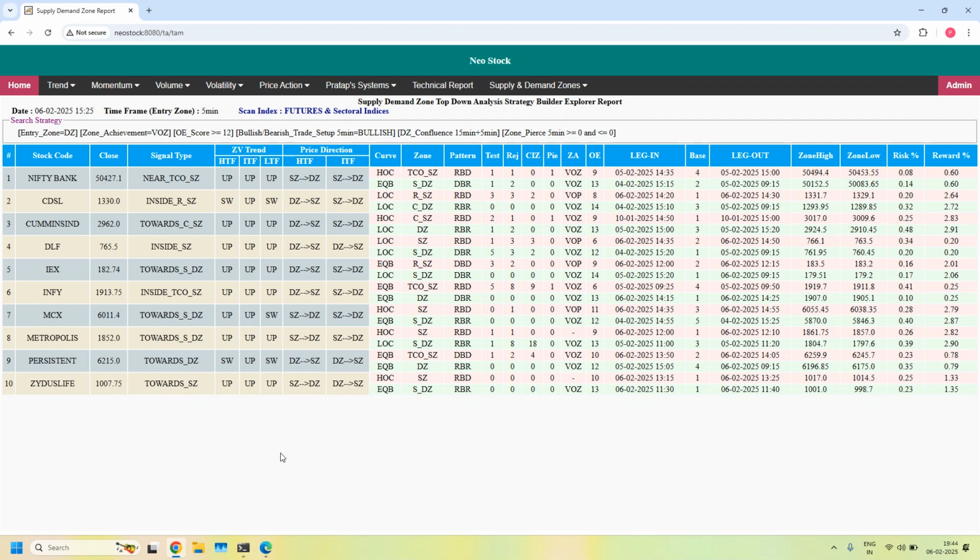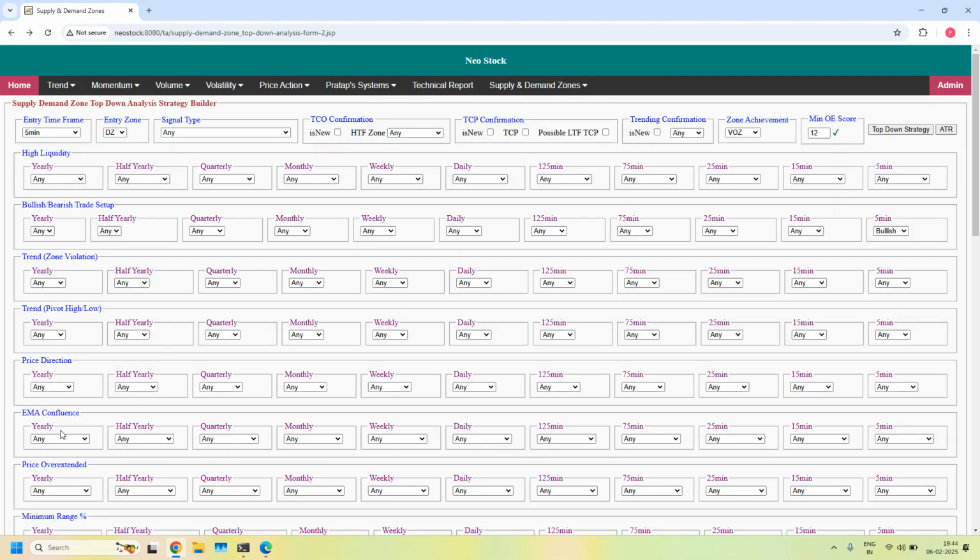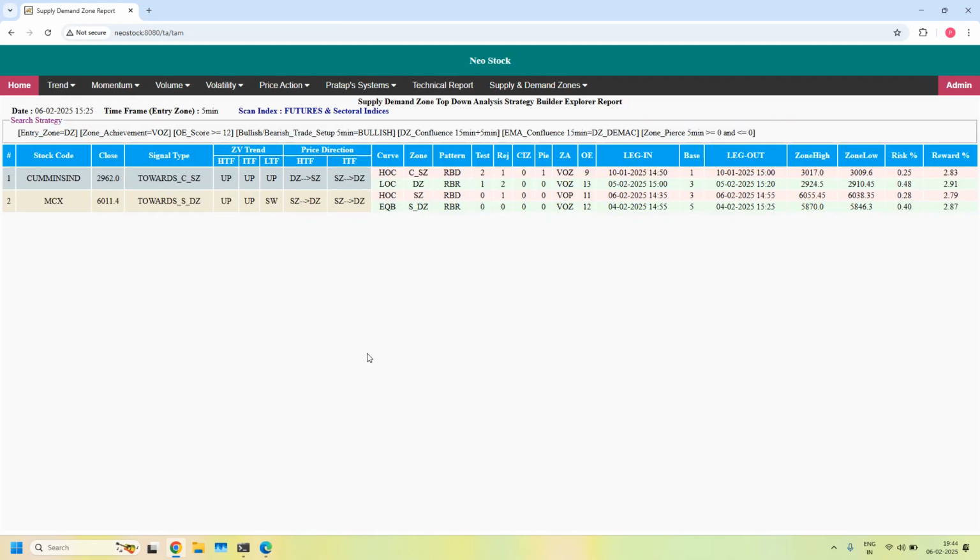If any of the 15 minutes demand zones are having daily EMA confluence, maybe these 5 minutes demand zones could be even more high probability trade setup supported zones. Let's verify. In the EMA confluence at 15 minutes time frame, 15 minutes demand zone having daily EMA confluence or not, we are verifying. With this filter, we got 2 stocks. These 2 stocks are having even more high probability trade setup.